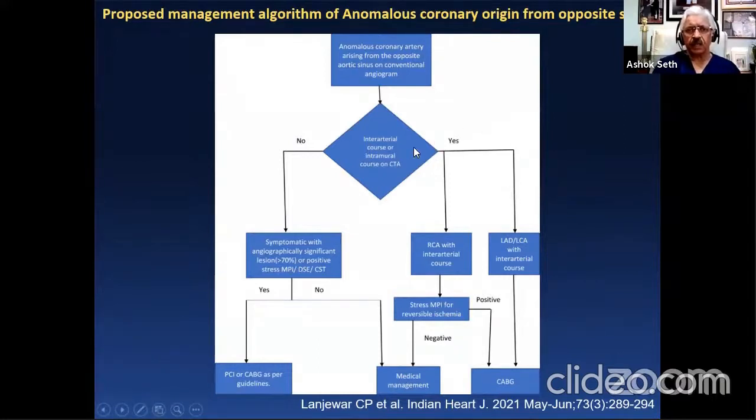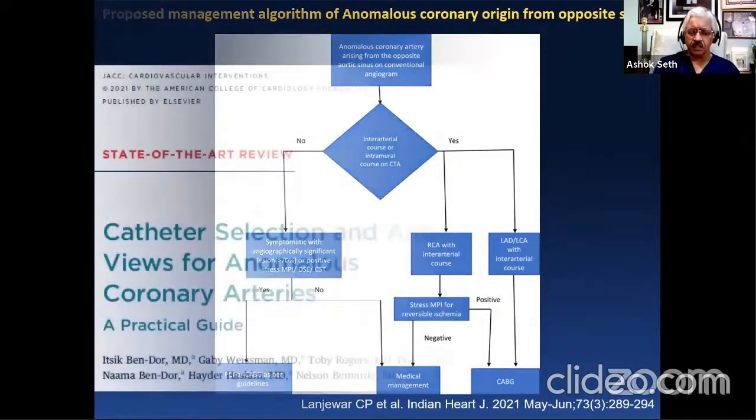Now we have interarterial course, we have intramural course, RCA with interarterial course, stress myocardial perfusion imaging which is negative, which is medical management. If it's positive, you can consider bypass surgery. But of course, if it's left main arising from the right sinus, it's always considered for surgery.